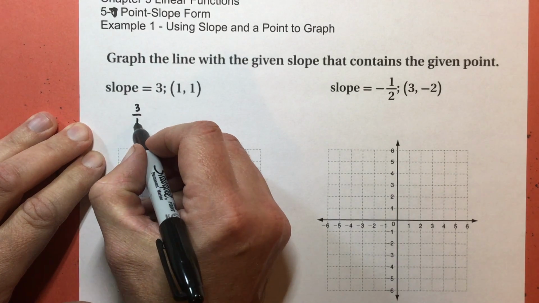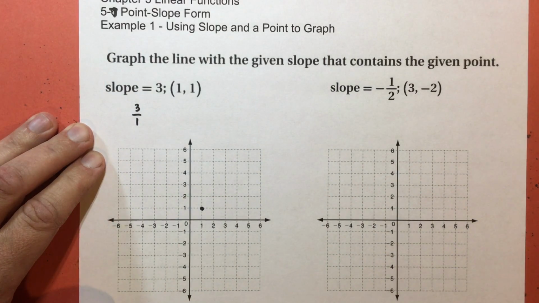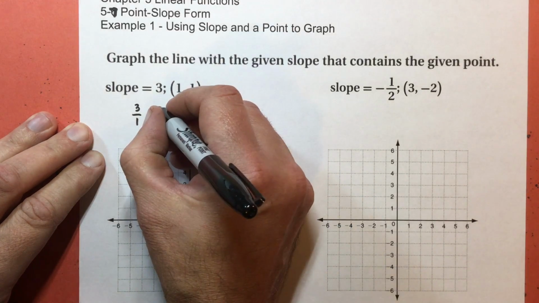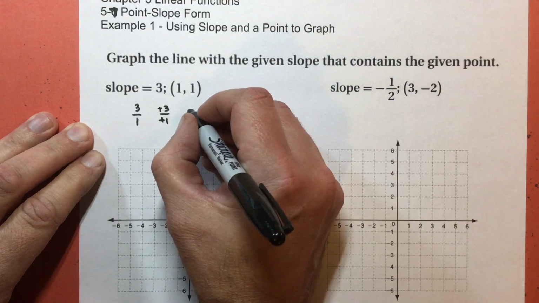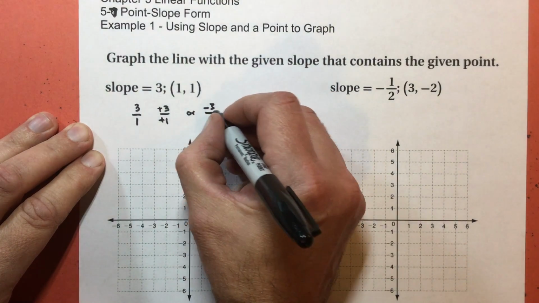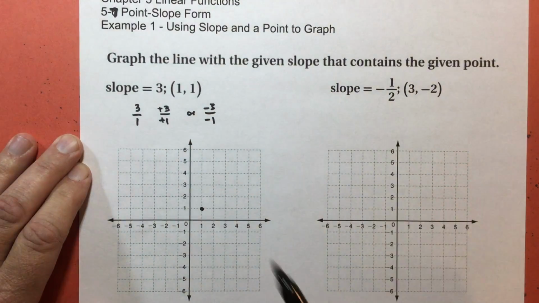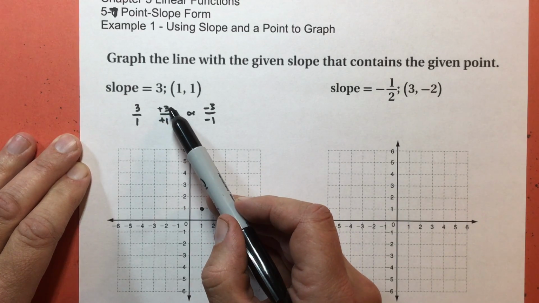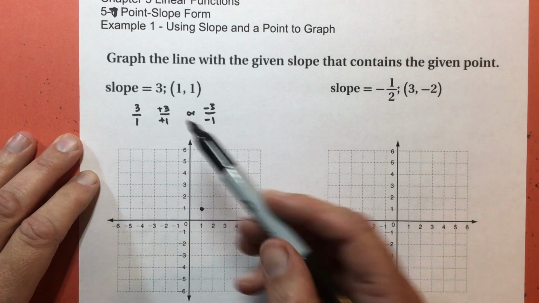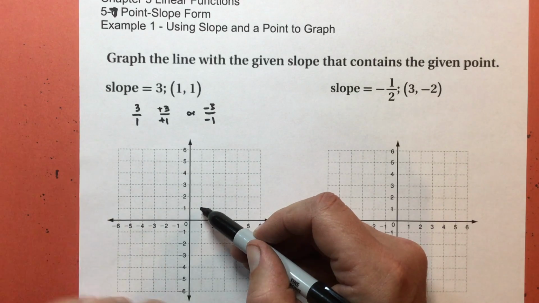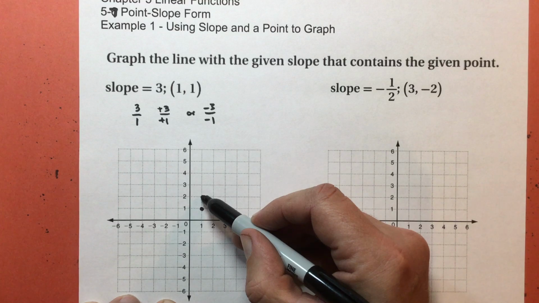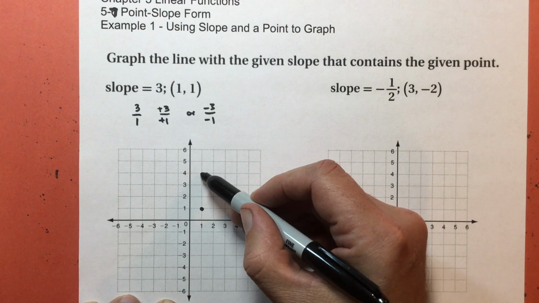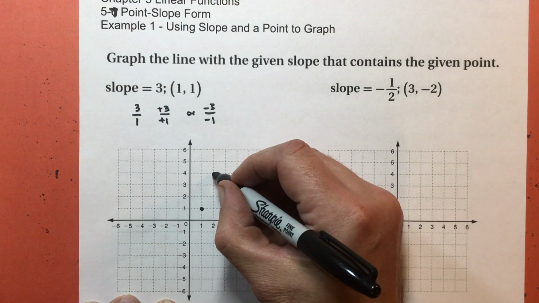As with last time, we need to make the slope into a fraction. So I have 3 over 1. That's positive 3 over positive 1, or negative 3 over negative 1. This tells me to go up 3 spaces, turn, and go to the right 1 space. So from where I left off, my point that was given, 1, 1, I'm going to go 1, 2, 3, turn, and go to the right 1, which is right here.